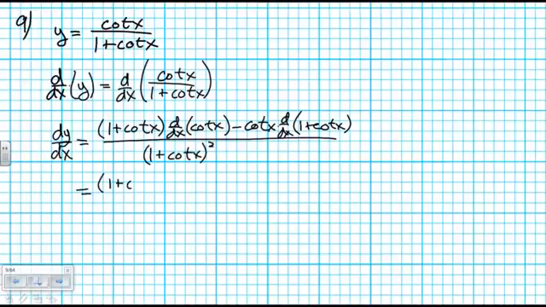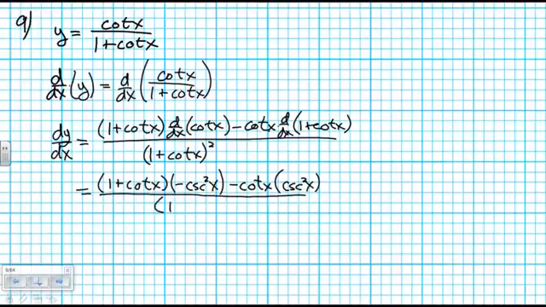So 1 plus cotangent x. Now the derivative of cotangent is negative cosecant squared, minus cotangent of x times the derivative of 1 plus cotangent. The derivative of 1 is 0, but the derivative of cotangent is cosecant squared again. And this is all over (1 plus cotangent x) squared.